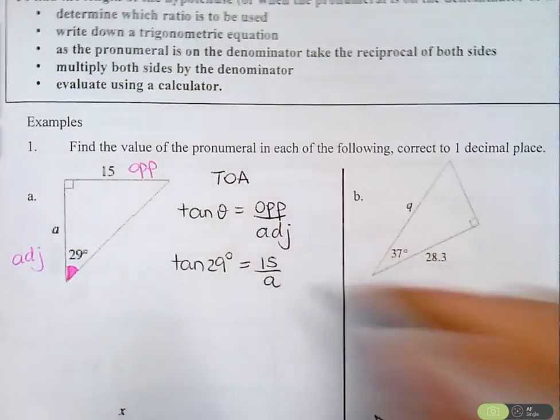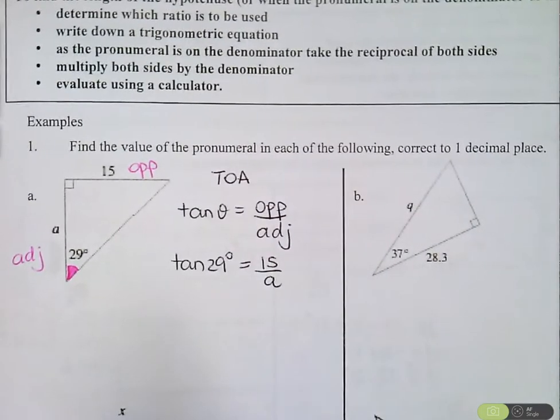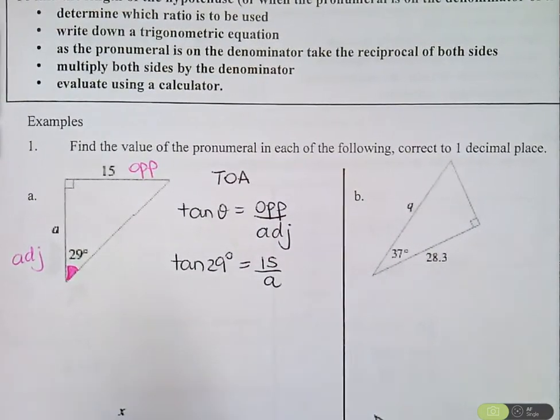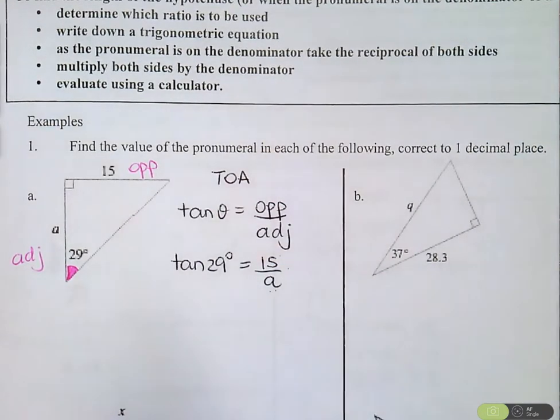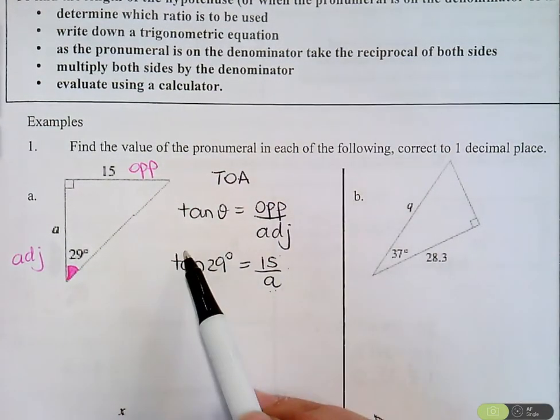15 over A. Now the A is on the bottom. So I'm not going to take the reciprocal of both sides. If I've got 15 divided by A, I need to get the A off the bottom. What's the opposite of dividing by A? Well, the A will go up there.